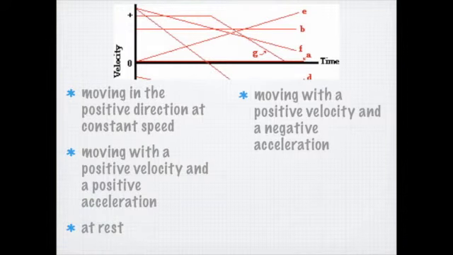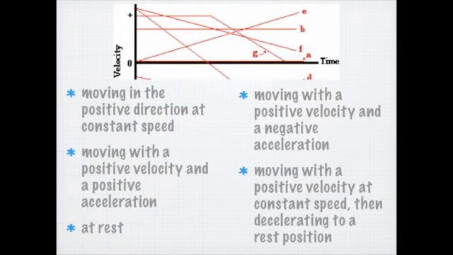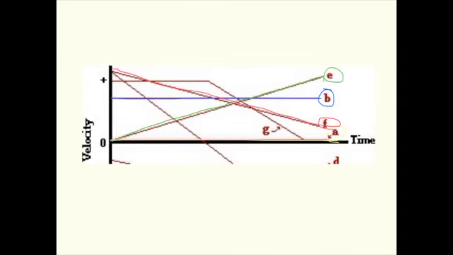How about moving with a positive velocity and a negative acceleration? Positive velocity would mean that the line is above zero, and negative acceleration means it has a negative slope, so that would be line F. Lastly, moving with a positive velocity at constant speed, then decelerating to a rest position. Constant velocity would be a horizontal line, and then decelerating would mean that the velocity is decreasing until rest position, which would be zero, so line G.